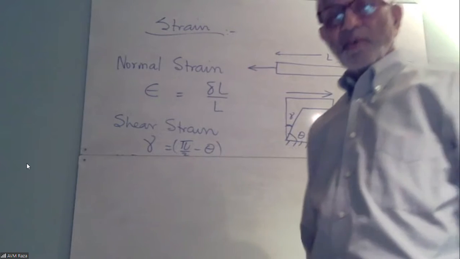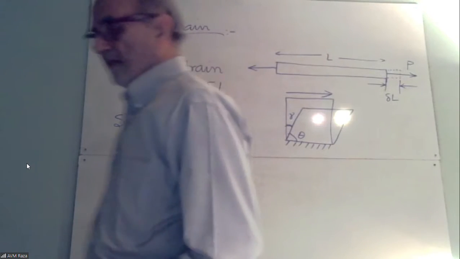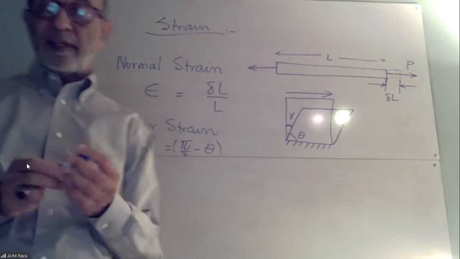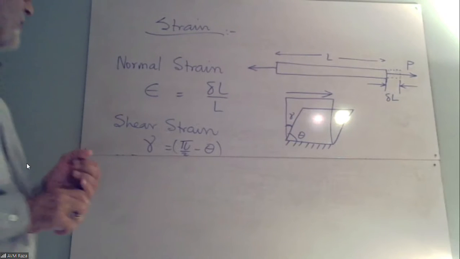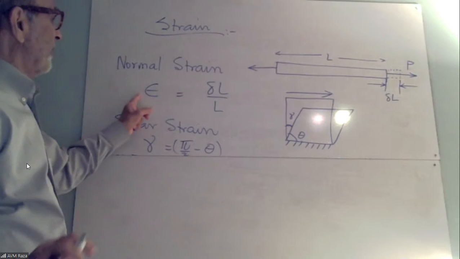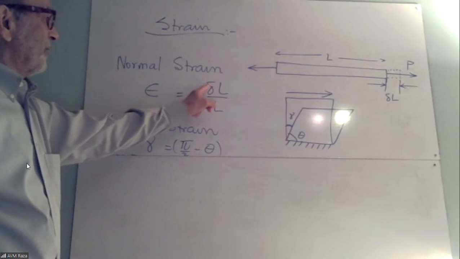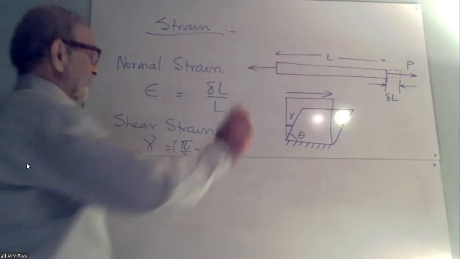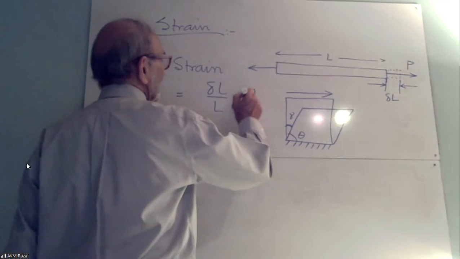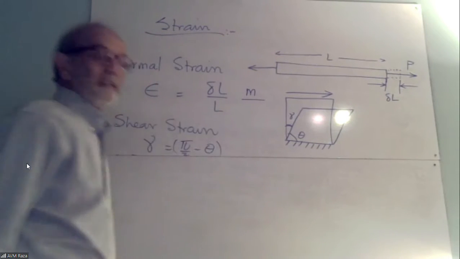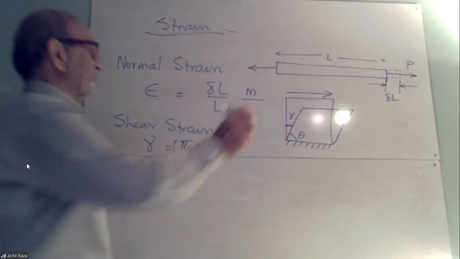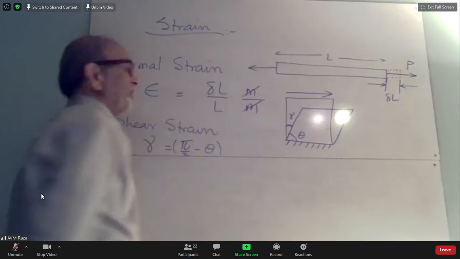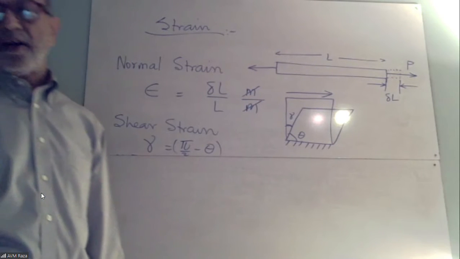Now, how about units of strain? Remember, units of stress were what? Pascals, those newtons per meter square. Let's check the units of strain. What will be the unit of normal strain? How do you measure delta L in SI units? It will be in meters. How do you measure your length? Also meters. So, according to our convention, it cancels out.